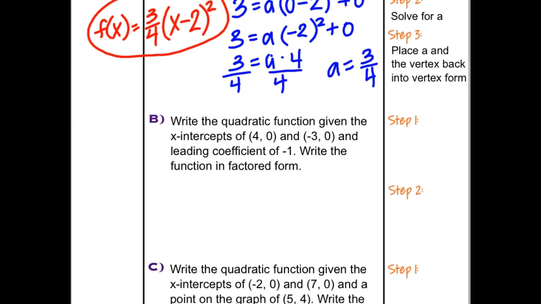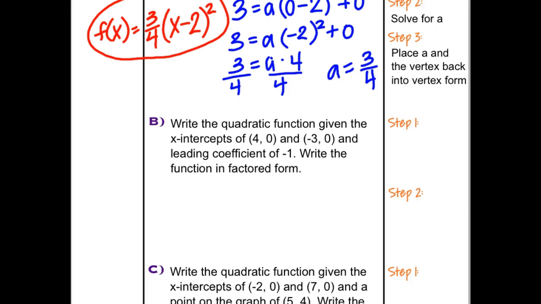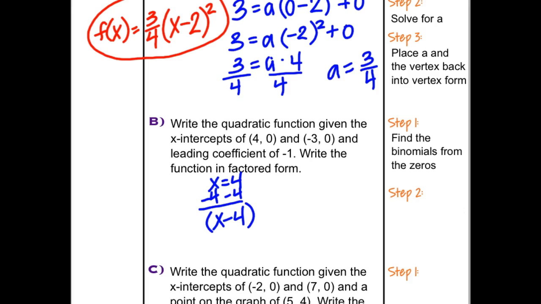The next type we got is quadratic function given x-intercepts of 4, 0 and negative 3, 0 and a leading coefficient of negative 1. I want you to leave this one in factored form. This is what I call a classic plop and drop. So we find the binomials from the zeros. If I have an x-intercept, x equals 4, remember, I'm minus 4. So then I get my first binomial of x minus 4. And I have an x equals negative 3. I'm going to add 3. So I get my other binomial of x plus 3.